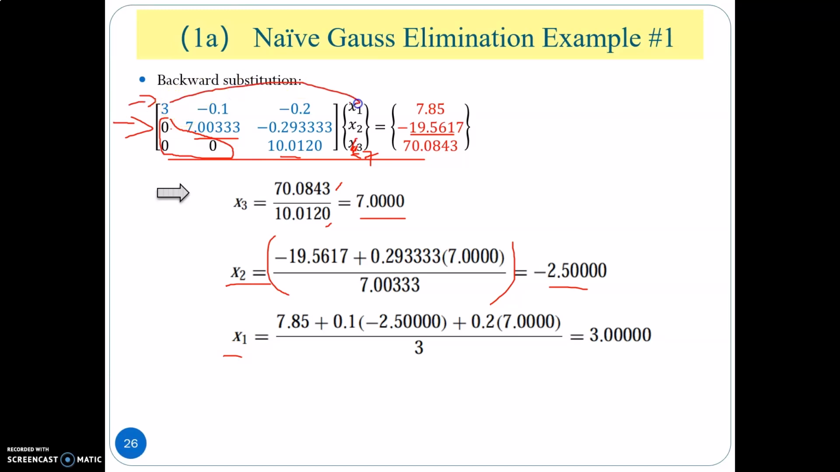By using the same procedure, you can find x1 from the first equation here. So 3 multiplied by x1, this term multiplied by x2, negative 0.1 multiplied with x3 here, where your x2 is equal to negative 2.5, and x3 is equal to 7. So this equation is equal to 7.8. With that, you can compute x1 to be 3.